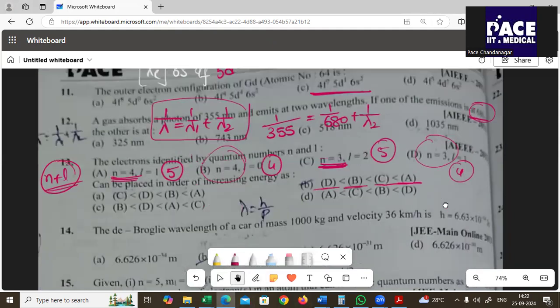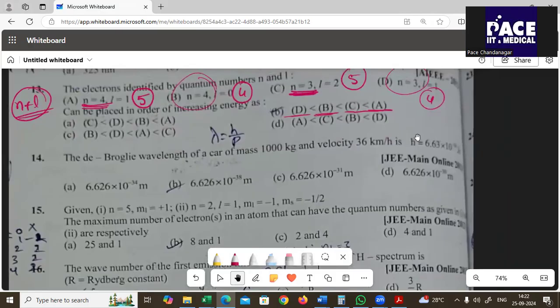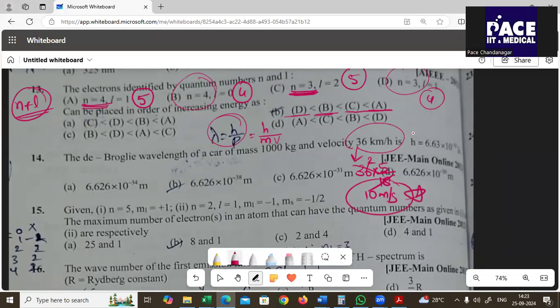So you can eliminate the options in that manner as well. Next, question number 14, the de Broglie wavelength. De Broglie wavelength is lambda equal to h by p, and p stands for mass into velocity. Now velocity is 36 kilometers per hour. Don't accept that. That is 36 into 5 by 18. 18 ones, 18 twos. It is 10 meters per second. So velocity is 10 meters per second.